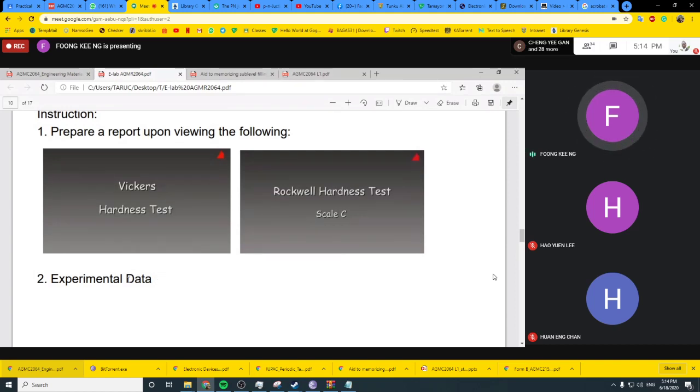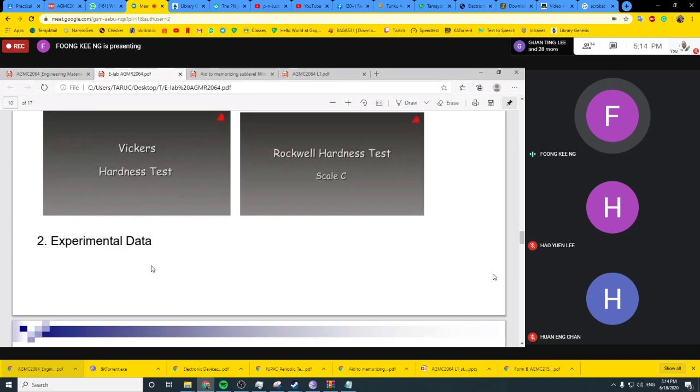Experimental data will be provided to you, actual raw data. You will use this data to calculate the hardness value of Vickers and the hardness value of Rockwell. Again, look at the manual. There are a lot of equations that apply, and you can convert the scale from one to another. So please look at the manual which is in the classroom.